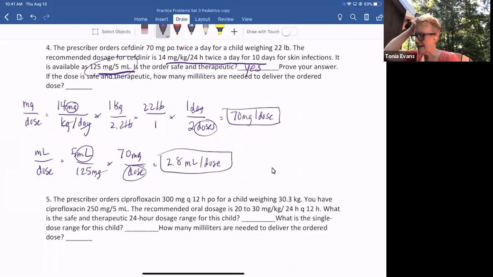All right, so 2.8 milliliters per dose is what we're going to administer.